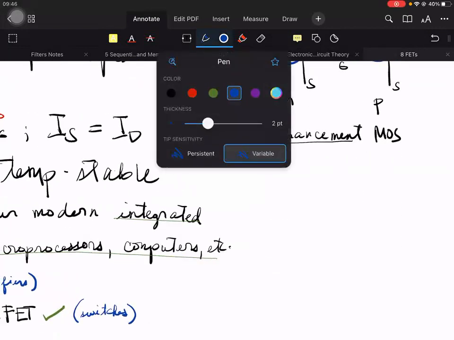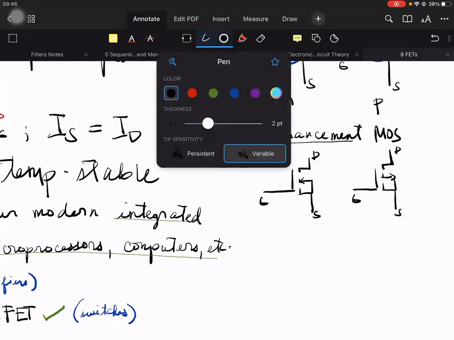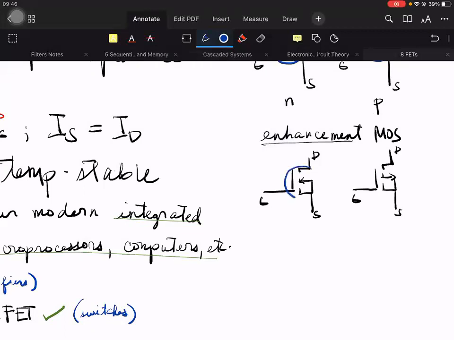For the enhancement, it's more complex. A broken line. So, those are the symbols.